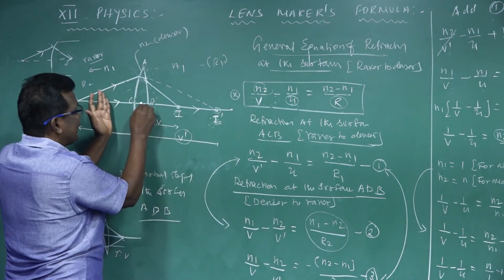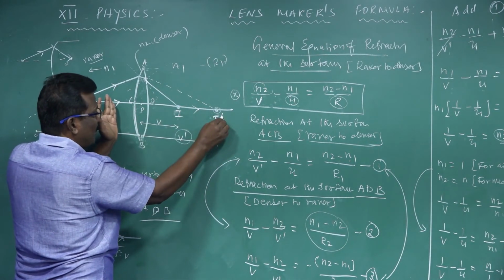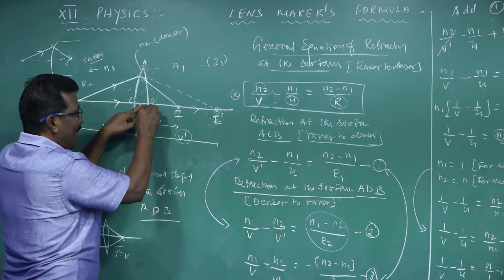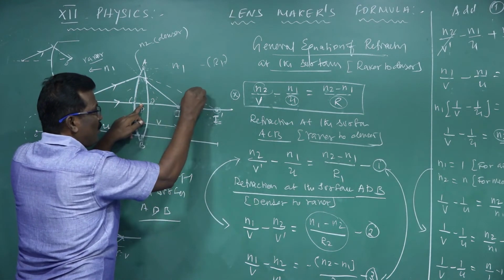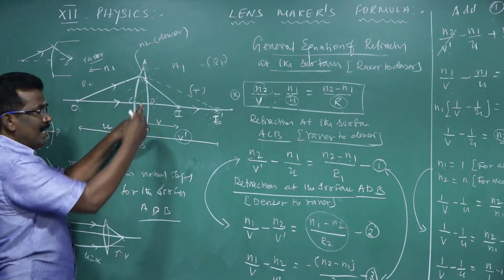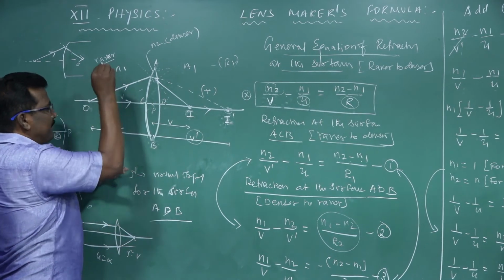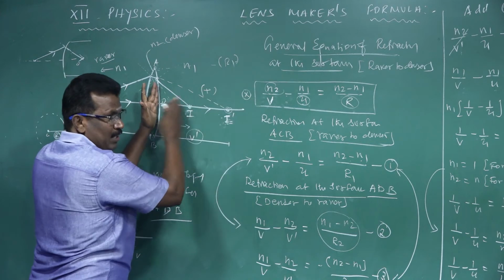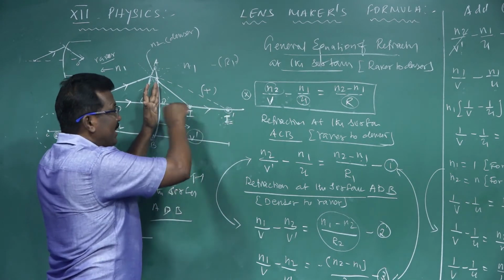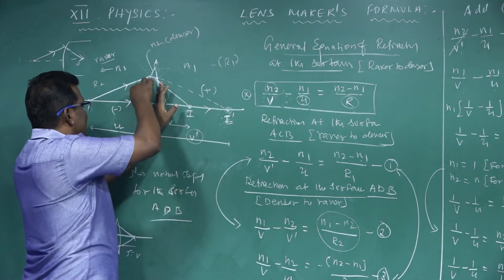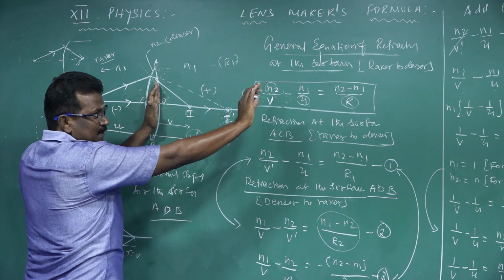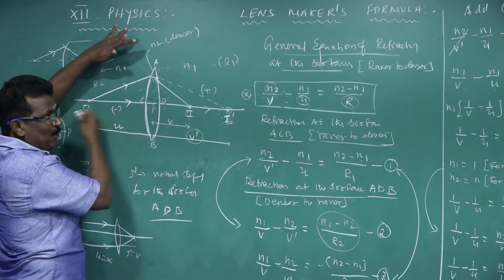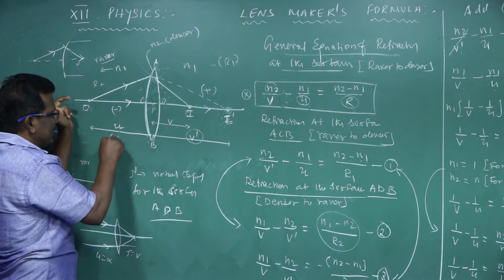Always, the distance between pole and u, pole and v, we are measuring along the positive axis direction, so you put positive. On the left hand side, v is minus. R1 is always positive because the radius of curvature for the ACP surface is on the other side, along the positive direction. The radius of curvature for the ADB surface is in the opposite direction, so R2 is a minus.